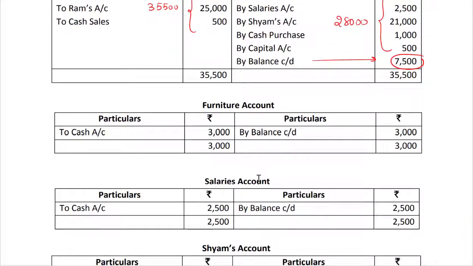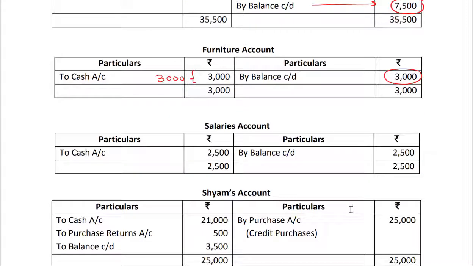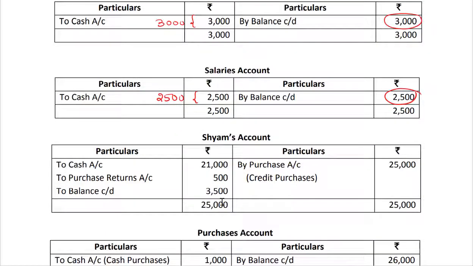Let's see the furniture part. This is 3,000. And over here, this is a closing balance, so we'll not consider that. Salaries, it would be 2,500. We will not be considering this in the total method. Shyam's account will be 25,000 over here. And over here it is 21,000 plus 500, 21,500.